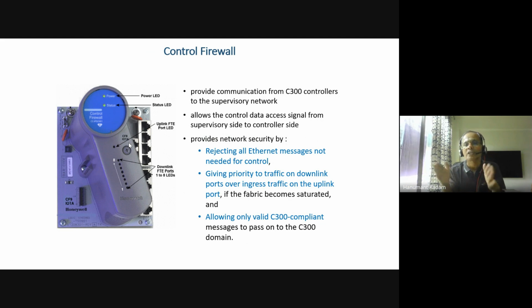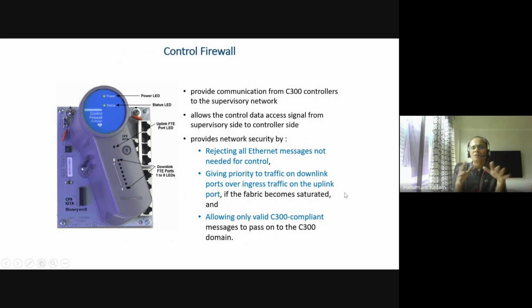It allows the control data access signal from the supervisory side to the controller side. Then it provides network security by rejecting all Ethernet messages not needed for control. This is a very important part. Giving priority to traffic on downlink ports or ingress traffic on the uplink.